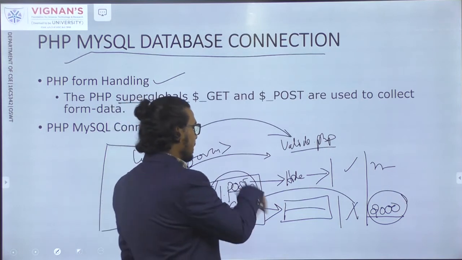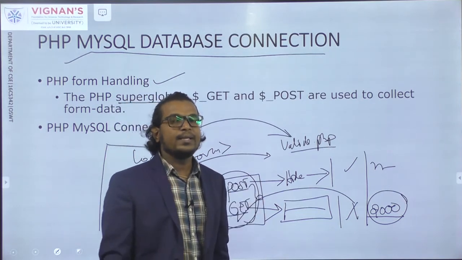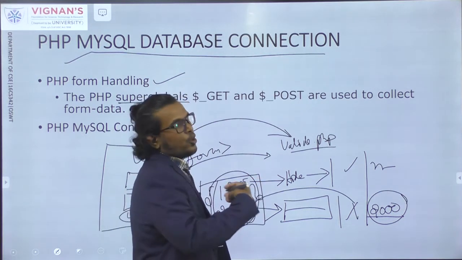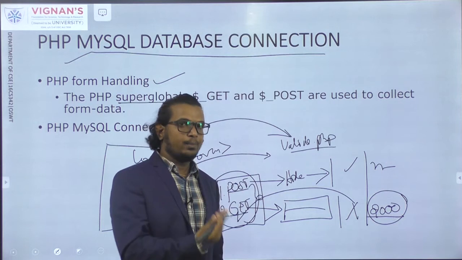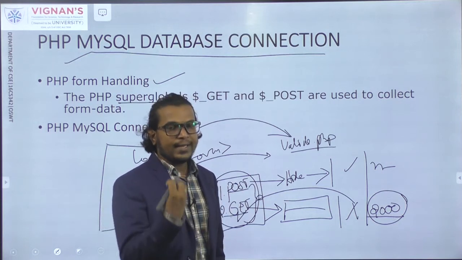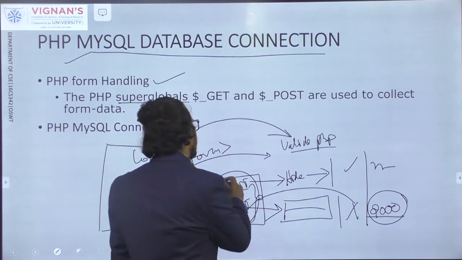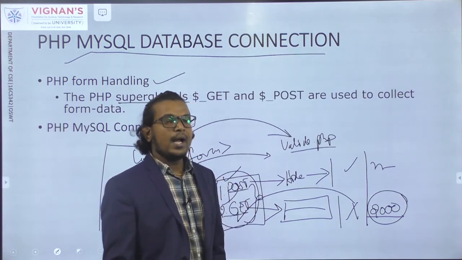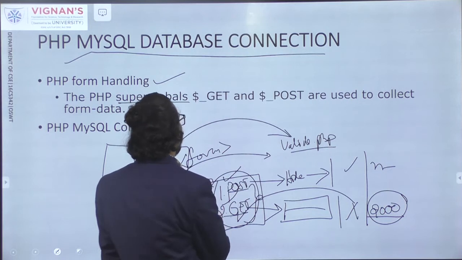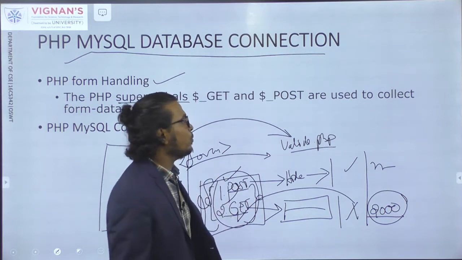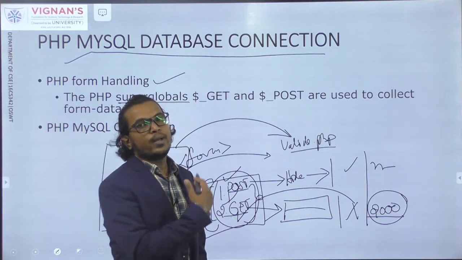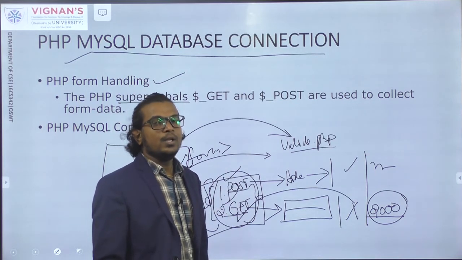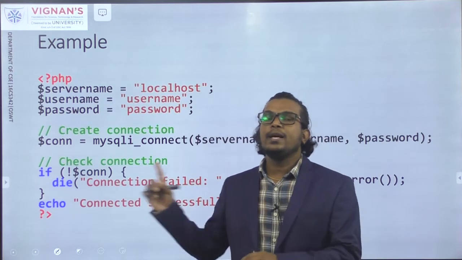With the help of the post method and the get method, we can retrieve and post the data from one page to another page. For collecting the user information, we are using these two methods, the post method and the get method. And these two will act as super global variables, the super global post and get. Okay, so next we'll see how to connect with the database.